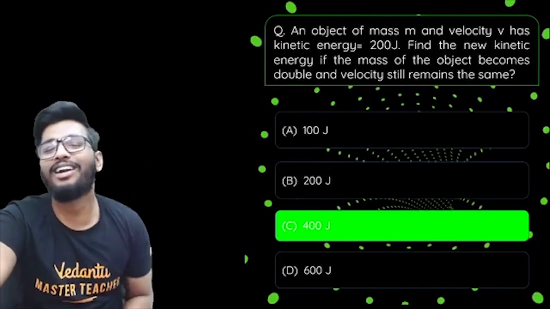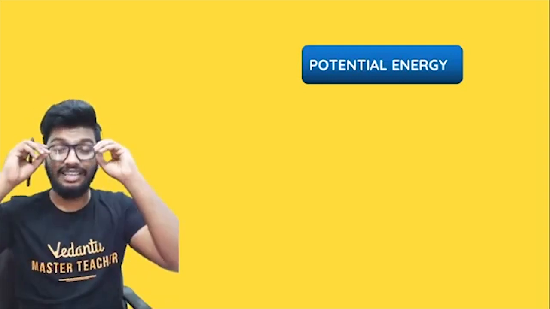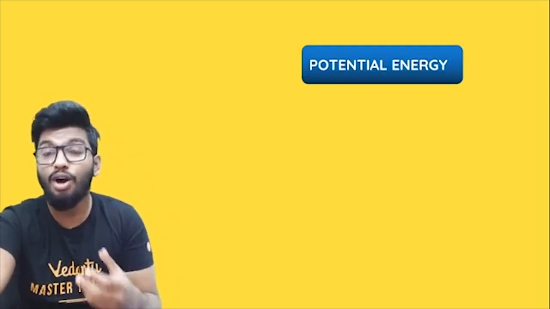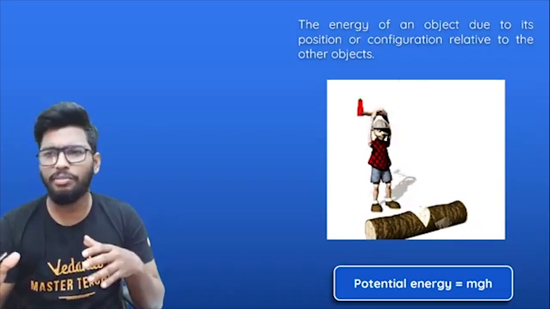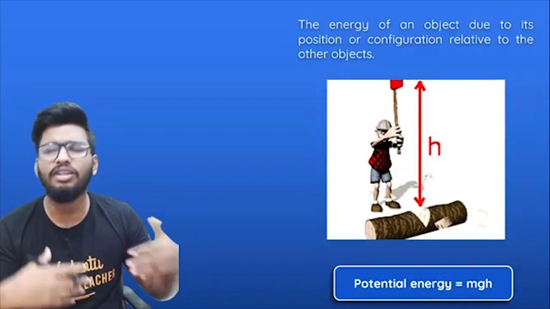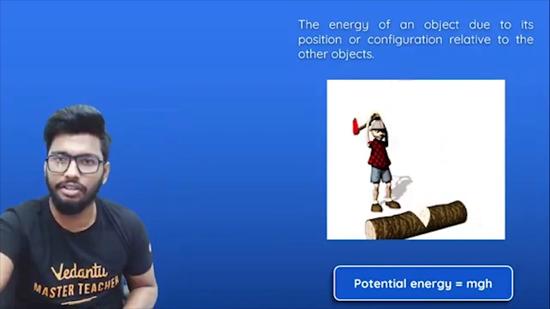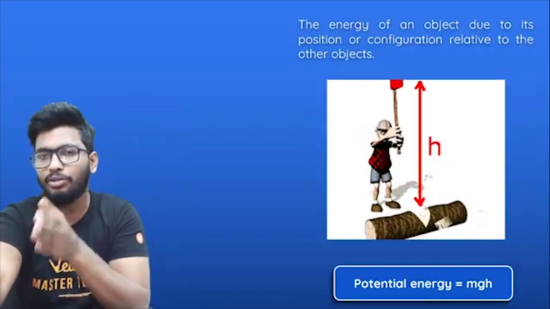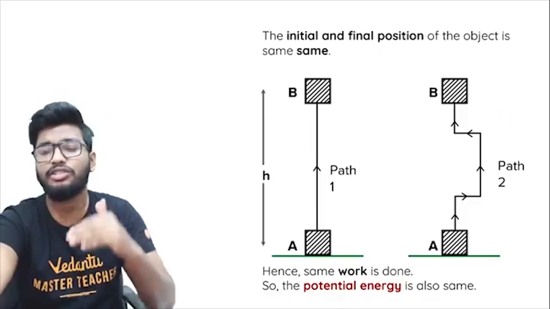That's it. Moving on, guys, the next thing we're going to talk about is potential energy. Potential energy is nothing but the energy possessed by the body by virtue of its position or state of rest. So the energy possessed by the body due to its configuration or position relative to the ground or another object is what is called potential energy. And the formula is m into g into h, where m is the mass, g is the acceleration due to gravity, and h is the height.